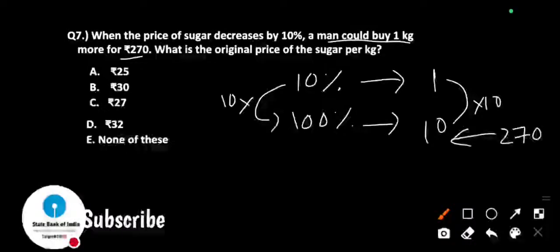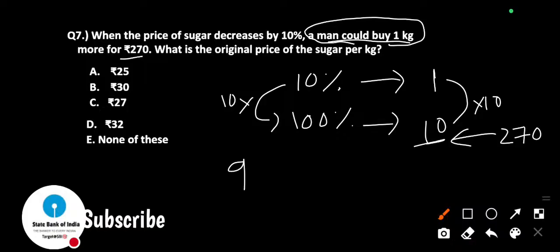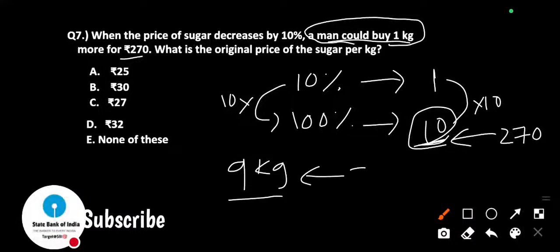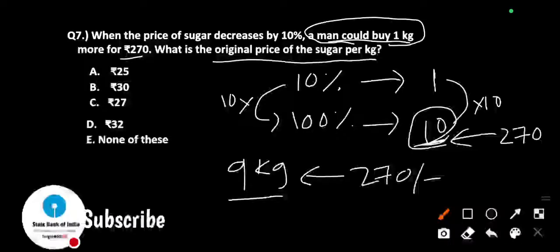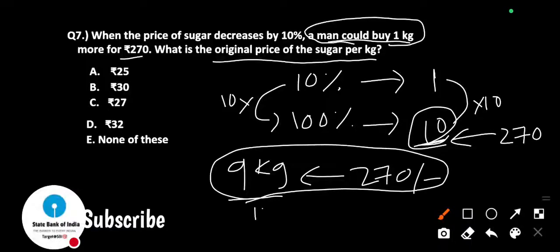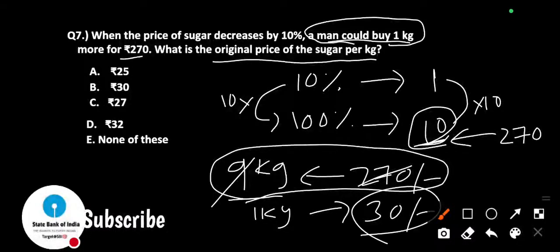According to our question, initially he cannot buy this extra 1 kg. So now he buys 10 kgs, means initially he can buy only 9 kgs. Now he can buy an extra 1 kg. So initially this 9 kg was sold at 270 rupees. The question asked is, what is the original price of the sugar per kg? So for 1 kg, 270 divided by 9 is 30 rupees, our answer. Option B is the answer.